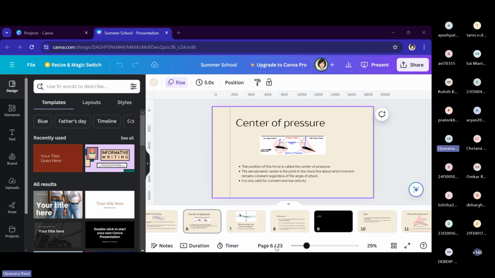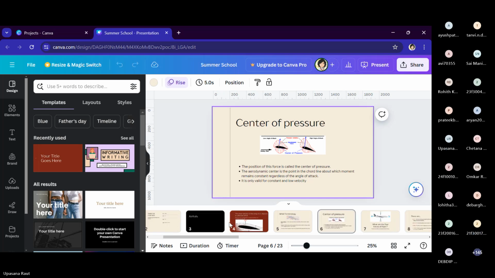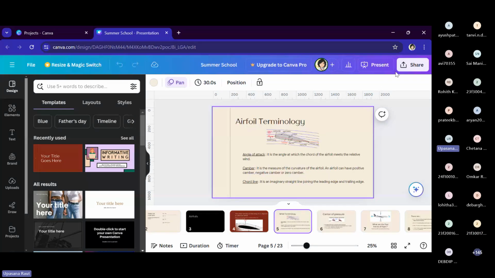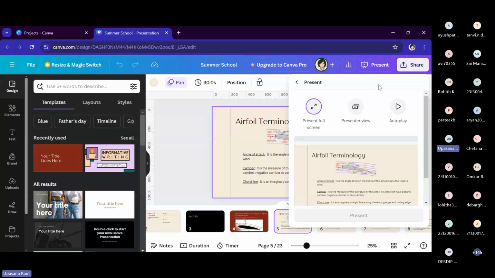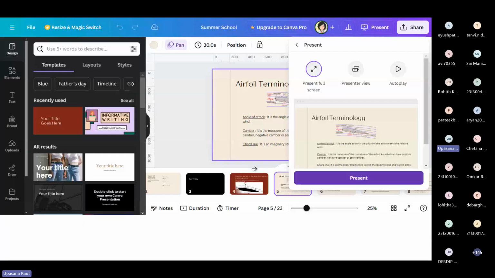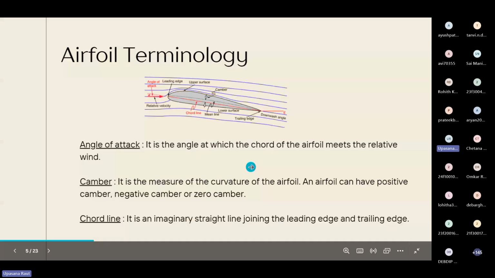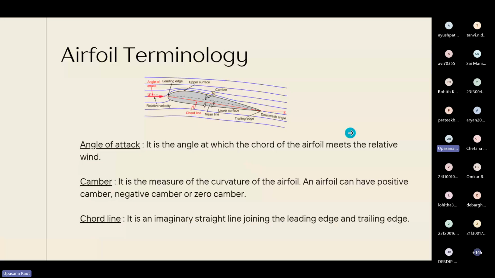Okay, so camber, right? Camber is basically just the curvature of the airfoil. This dotted line right here is called the camber. If we make a line through the curves of the airfoil, that would be called camber.